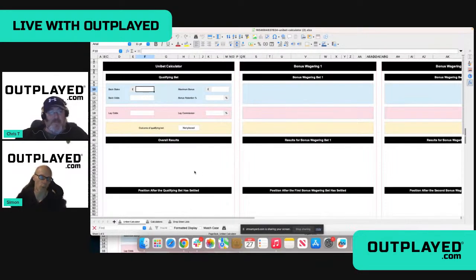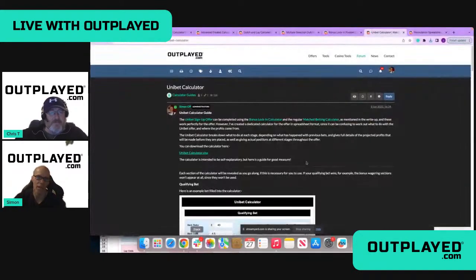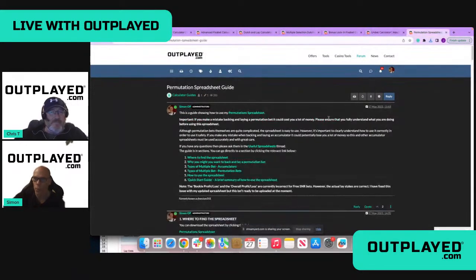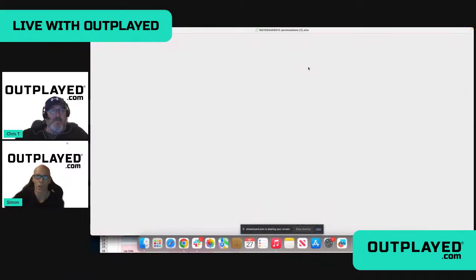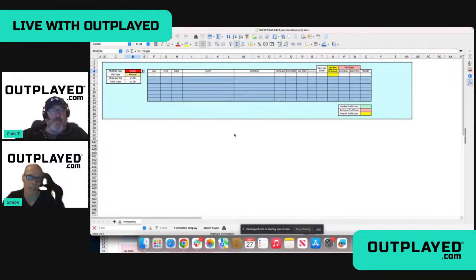So if you wanted to see how the Unibet offer works and exactly what's happening in each stage and exactly where your profits come from, then that might be a useful thing to have a look at. Final one is this beast of a spreadsheet, which again, you may well never need to use, but just to make you aware that it does exist, there's a detailed guide with it as well.